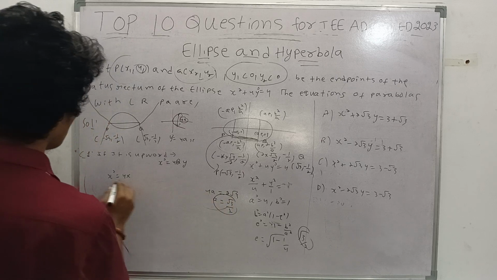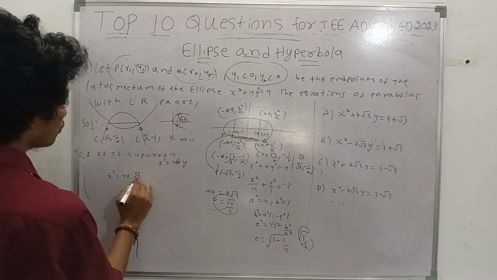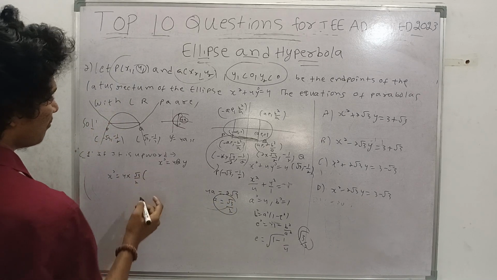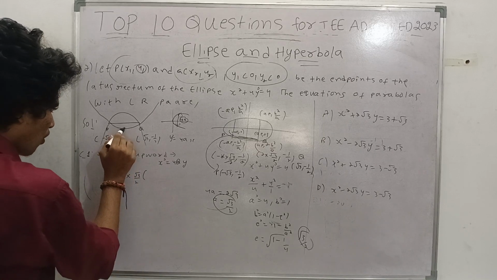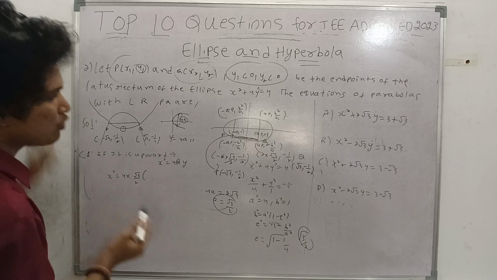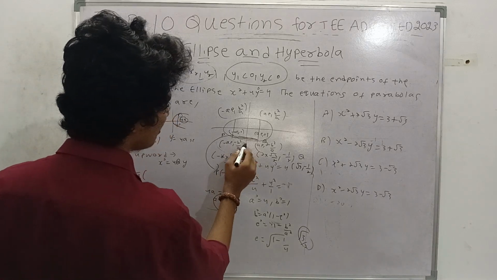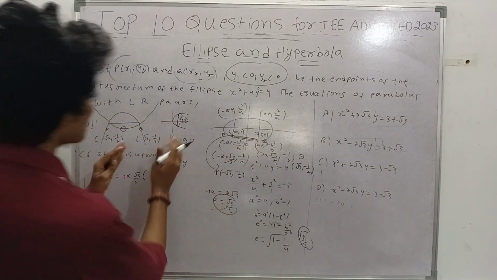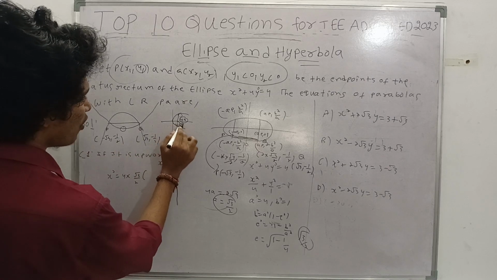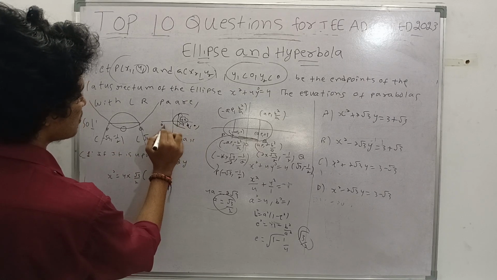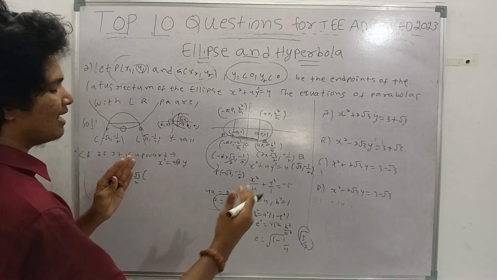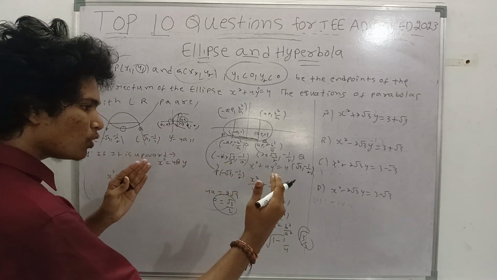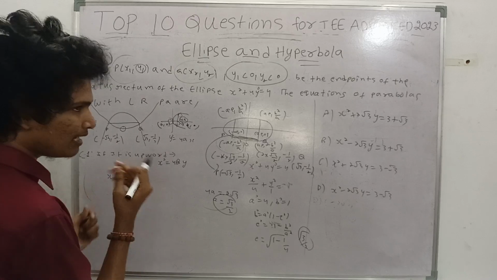Now we have to substitute here. x² = 4 into √3/2 into y. But what is y here? y is the coordinate of the vertex. So in the parabola, suppose this is the parabola. Here this point is (a, 0) and this is (0, 0). So how is the vertex situated in any parabola? It is a units less than the point.